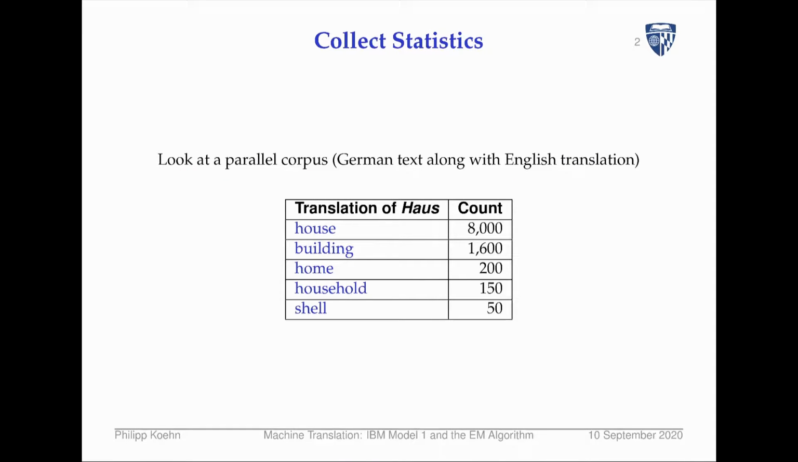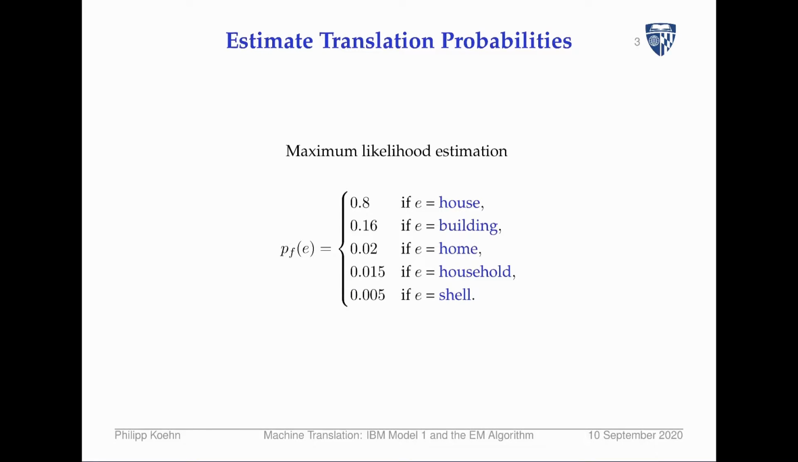If we had a parallel corpus, and these numbers are completely made up, we might be able to collect statistics like this. We can look at the translation of the word Haus in this corpus, and you find maybe the English word house 8,000 times, building 1,600 times, home 200 times, household 150 times, and shell 50 times. With these statistics, we can do the same thing that we have done so far in estimating probabilities, just do maximum likelihood estimation. That should give us a probability distribution where house has a probability of 0.8, building has a probability of 0.16, and so on.